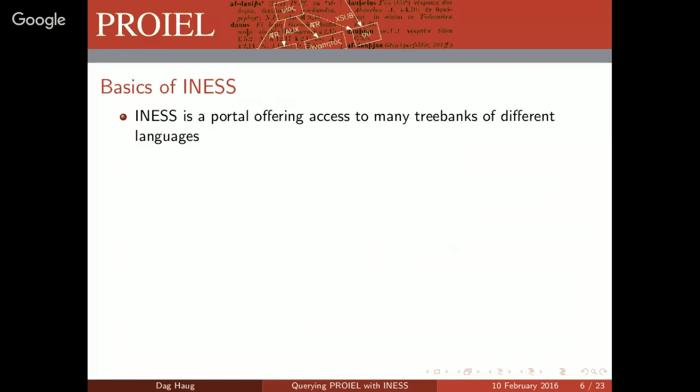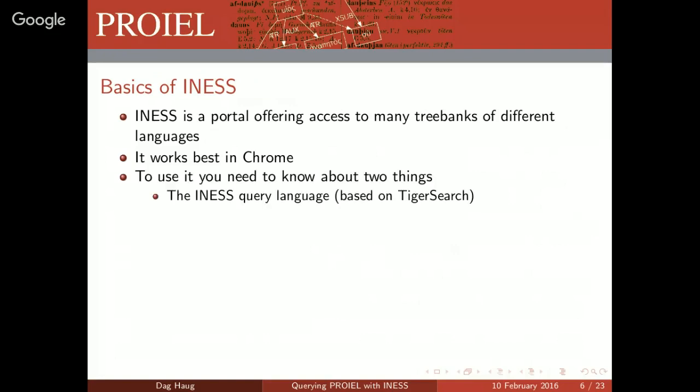Okay, INESS is a portal offering access to many different treebanks. This is a Norwegian project run by the University of Bergen, and they offer queries to very many languages and very many treebanks in different formats. Not only dependency treebanks, but also constituency treebanks, LFG treebanks, HPSG treebanks. But we're only going to look at the PROIEL corpus, which is annotated as a dependency structure, like the ones Giuseppe showed you. This portal works best in Chrome, so that's just a detail you need to know.